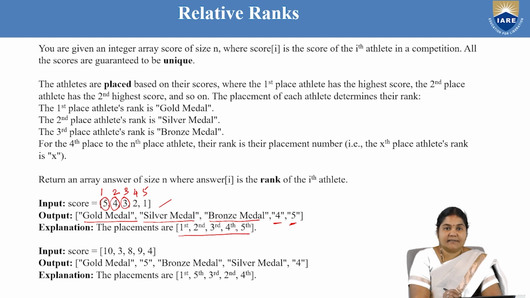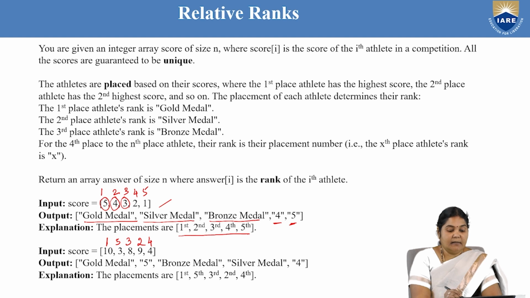Let us understand the second test case. In the second test case, the scores are given as 10, 3, 8, 9 and 4. The first athlete has the highest score, that is 10. The second athlete has the second highest score, that is 9. The third athlete has the score 8. The fourth athlete has the score 4. And the fifth athlete has the score 3.